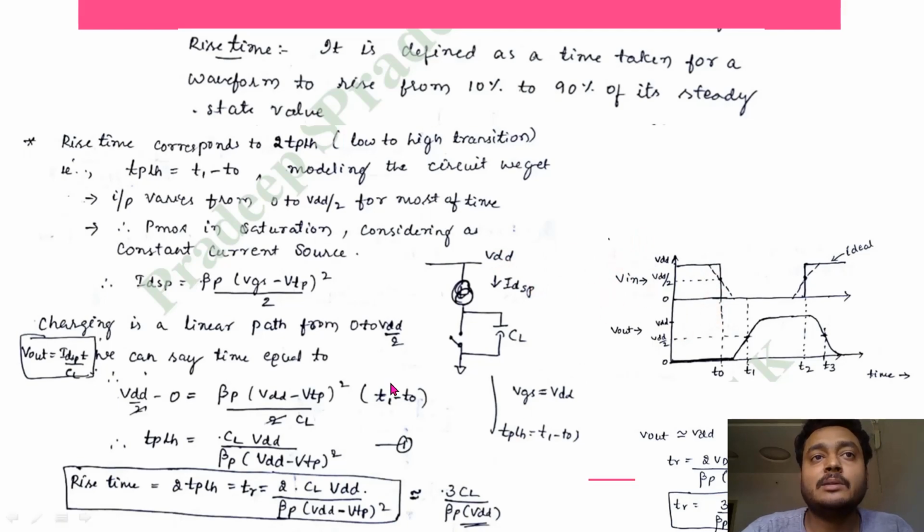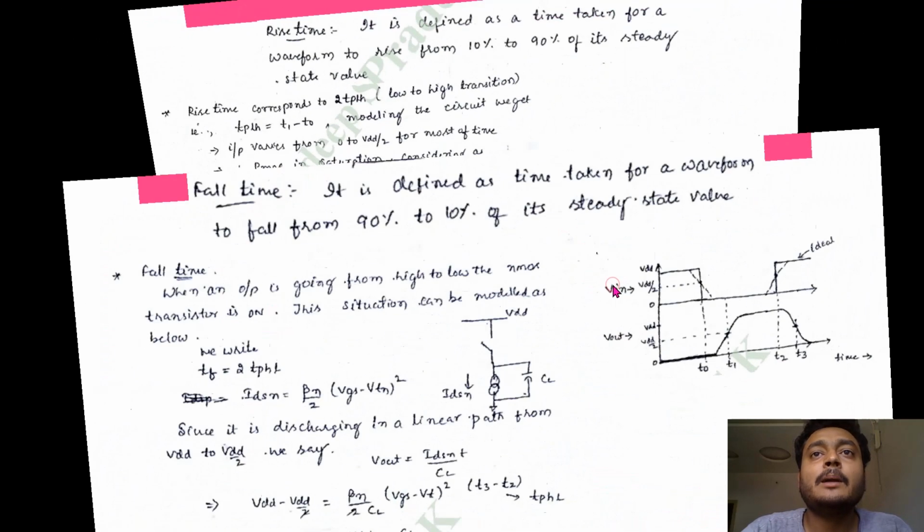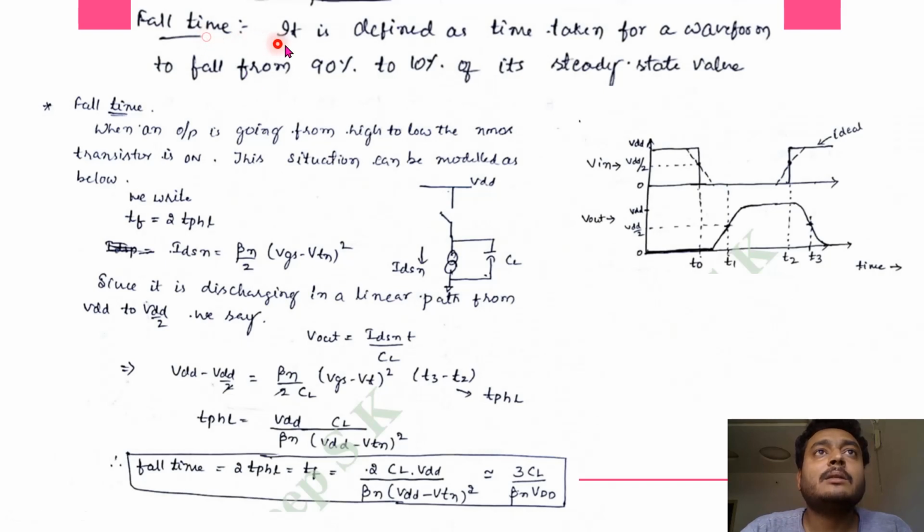So we'll go for fall time. Fall time is similar to this. Fall time depends on the time taken for a waveform to fall from 90% to 10% of the steady state value. This is constituted by TP low to high in this case, where T3 minus T2 is your TP low to high. 2 times TP low to high is nothing but your fall time.